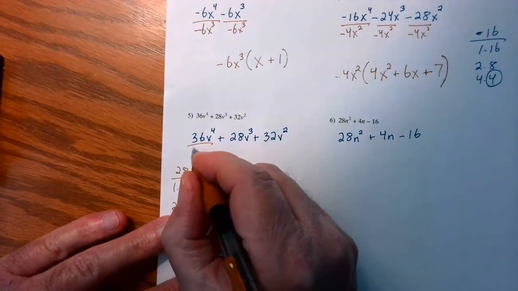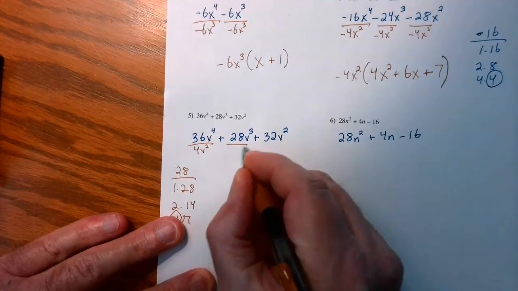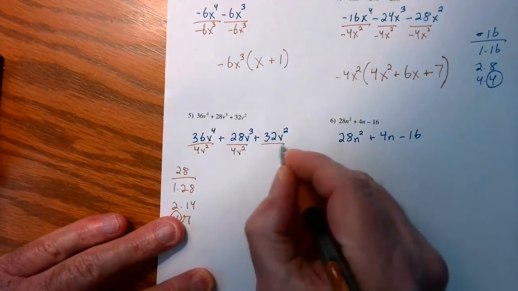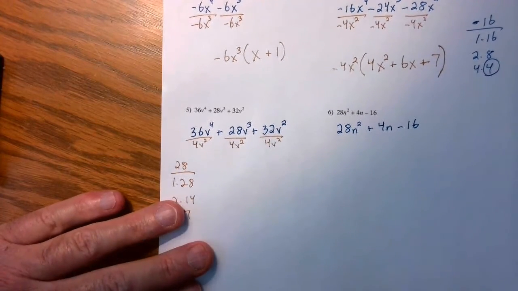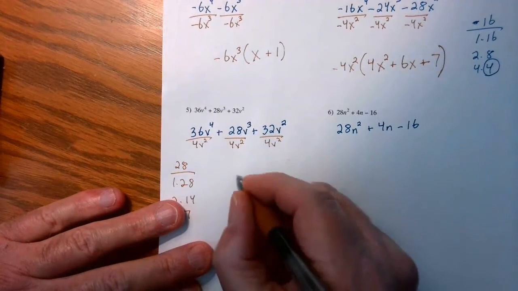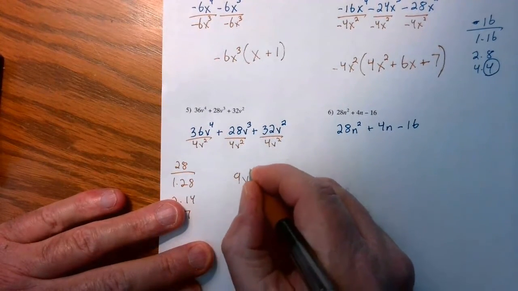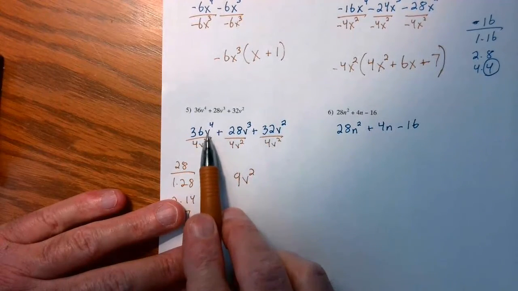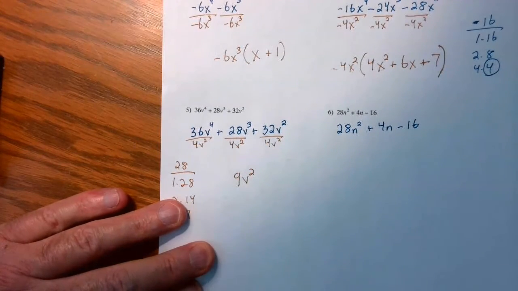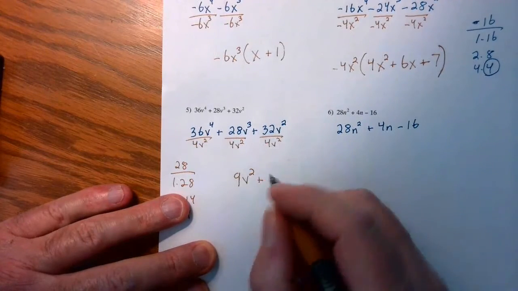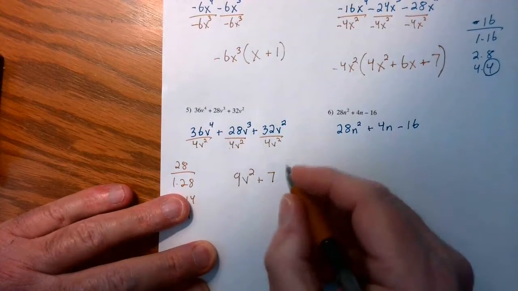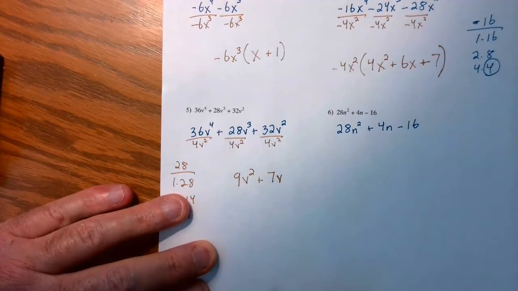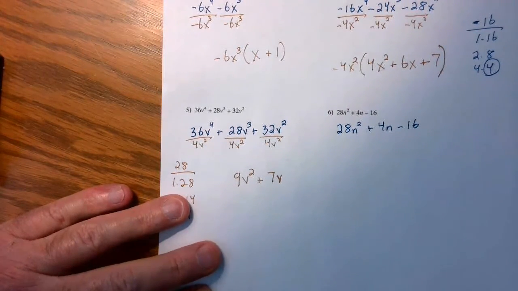So I'm dividing each of these by 4v squared. 4v squared. That's the greatest common factor. All right, 36 divided by 4, that's 9. 9v squared. 4 v's, subtract 2 v's, now I got 2 left. All right, plus 28 divided by 4 is 7. V to the 3rd divided by v squared is with 1 v on top. All right. 32 divided by 4, that's 8.